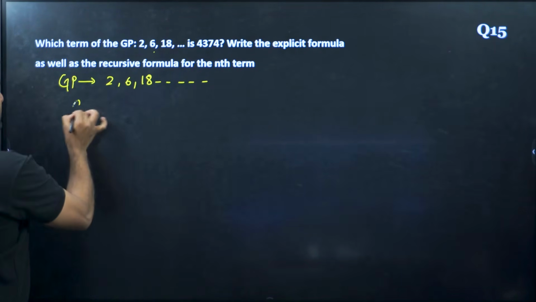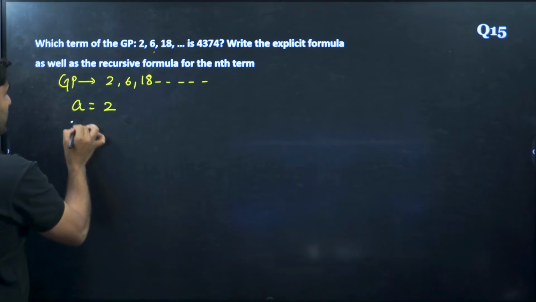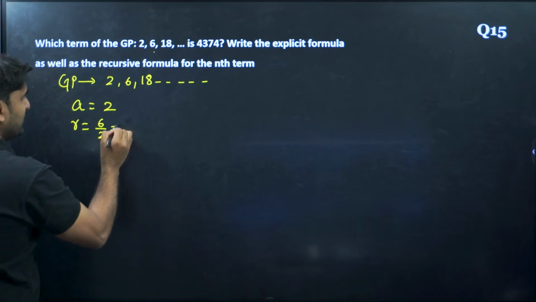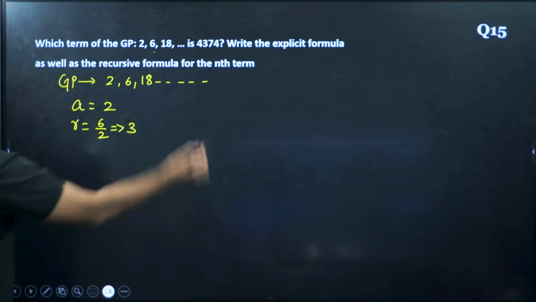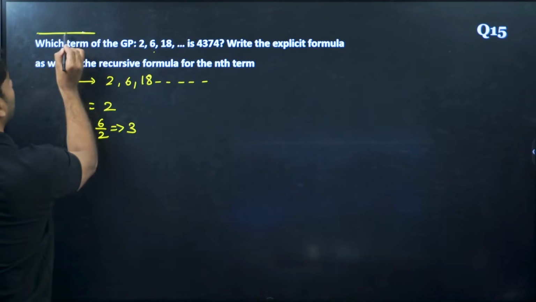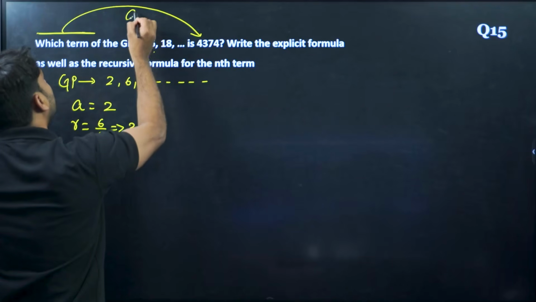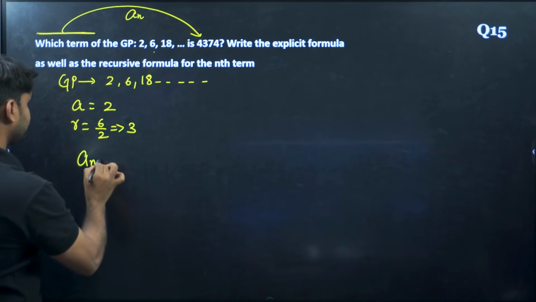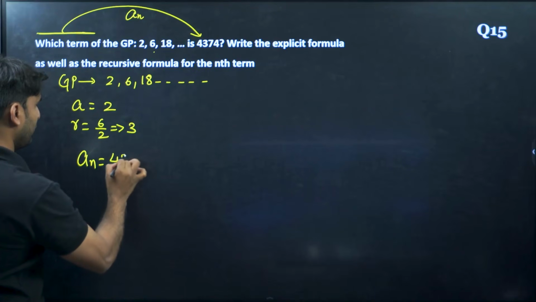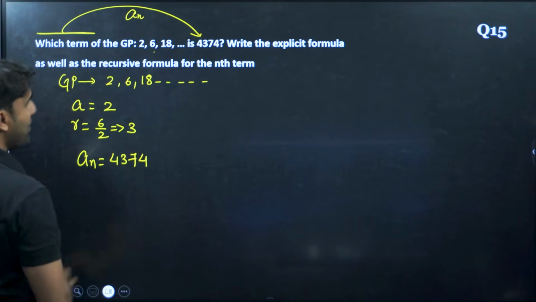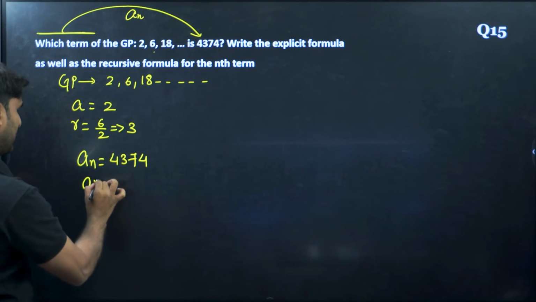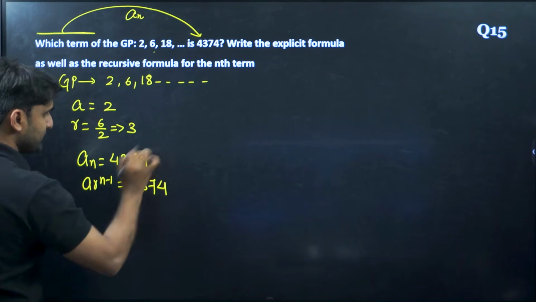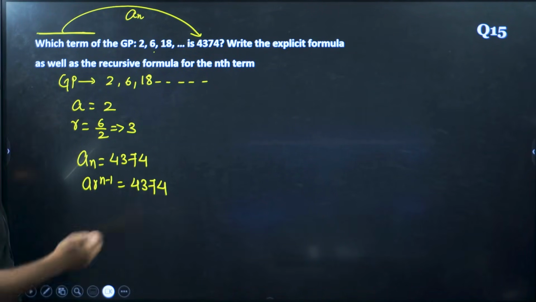Okay, so what will be A, guys? A is 2. What is R? 6 divided by 2, which is equal to 3. So R is 3. And the question is, which term will be this? I don't know. So let's take N. So N is equal to 4374. And for the Nth term in a GP, we have the formula A R to power N minus 1. Right?